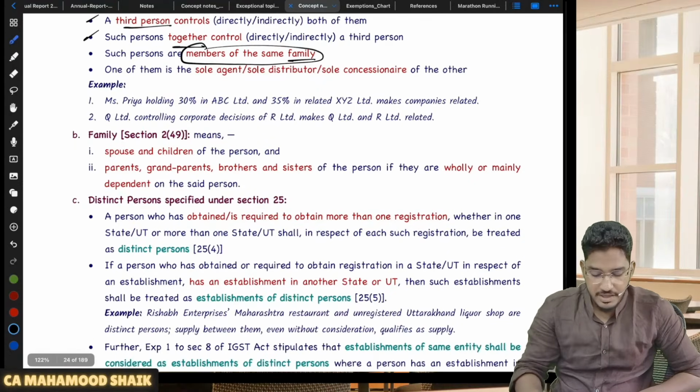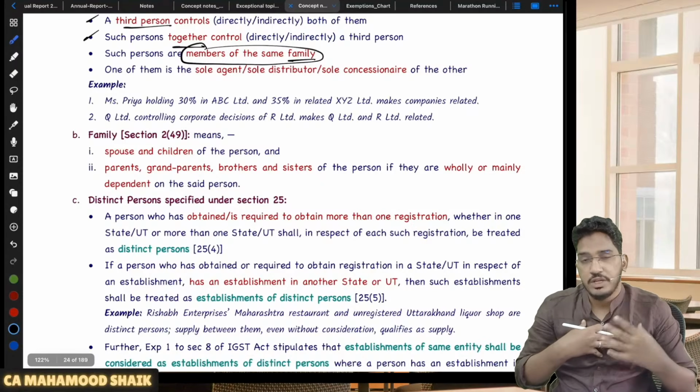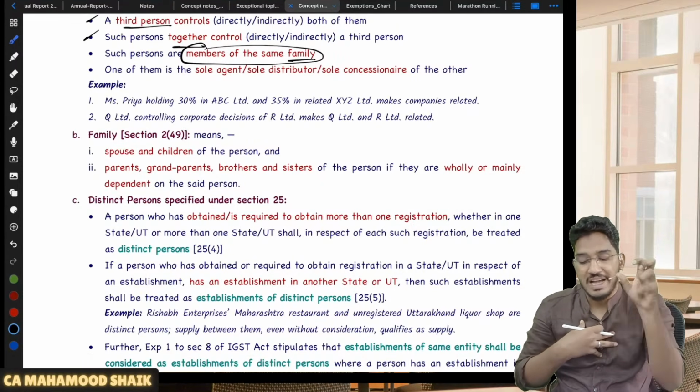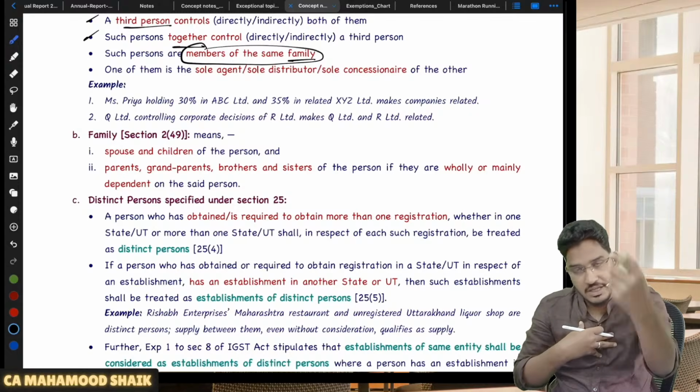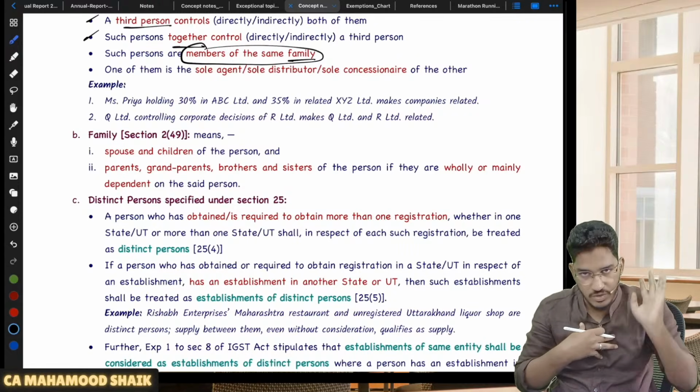Sir, what do you mean by family here? They have not given the freedom and scope to determine who is your family, who is not your family. The act is telling these people will fall in your family. That's all. They will fall in your family, whether you like it or don't like it.